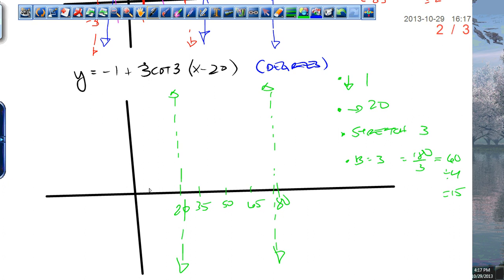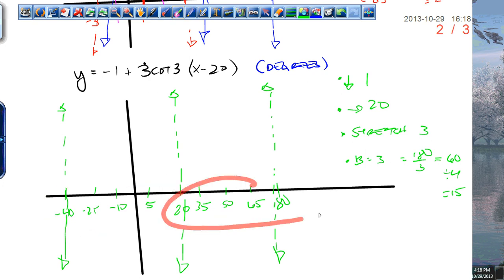Anyway, keep going. I'm going to go to the left just to mix things up a little bit. So that's going to be 5, and then -10, negative 25, and negative 40. And I got another asymptote there. As you can see, 20 and negative 40, that's 60 degrees away, and then 20 to 80 is 60 degrees away. So we've dealt with the horizontal shift of 20. Let me check that off. We've also dealt with the period of 60.